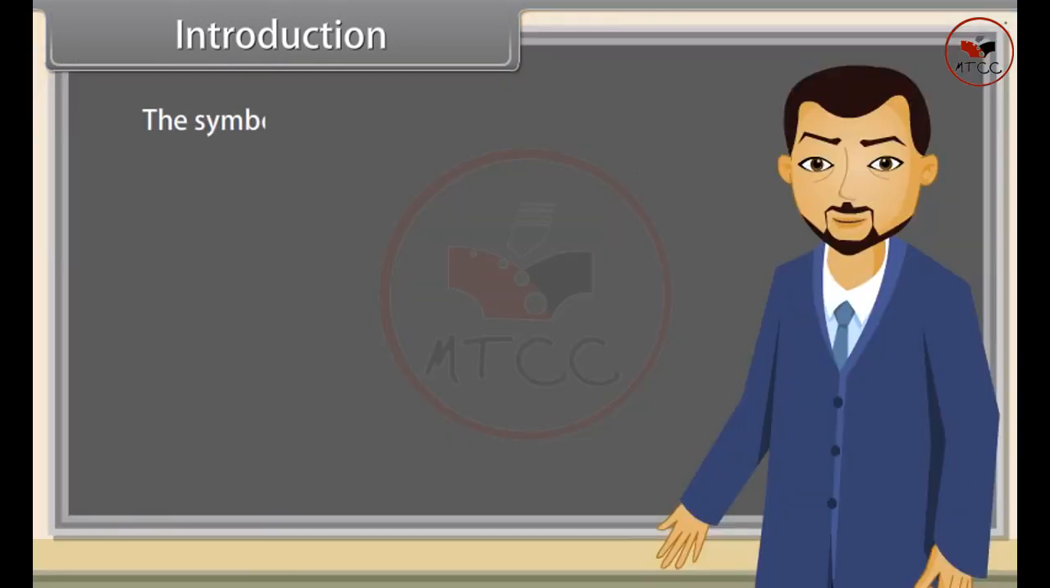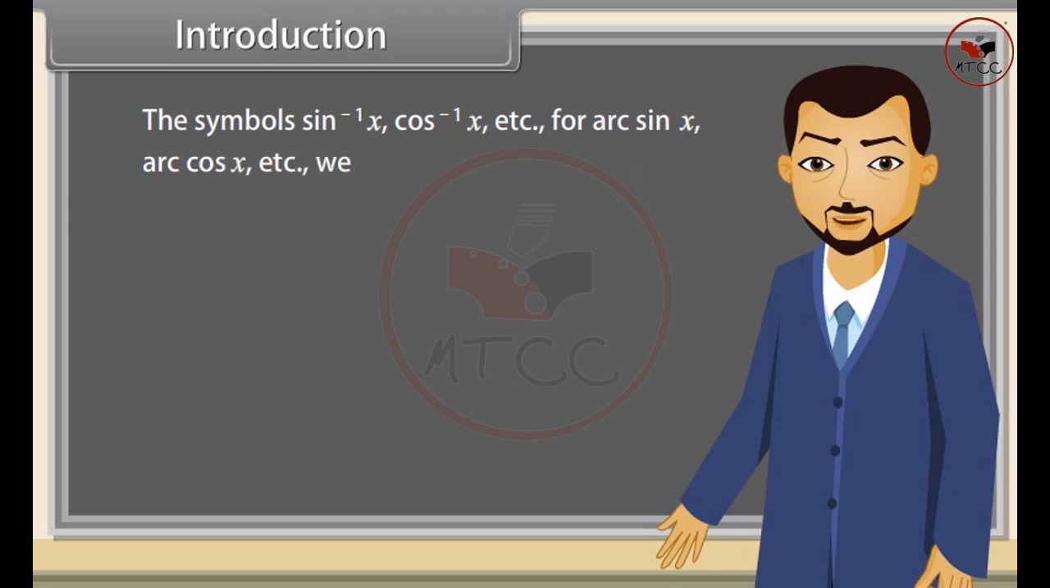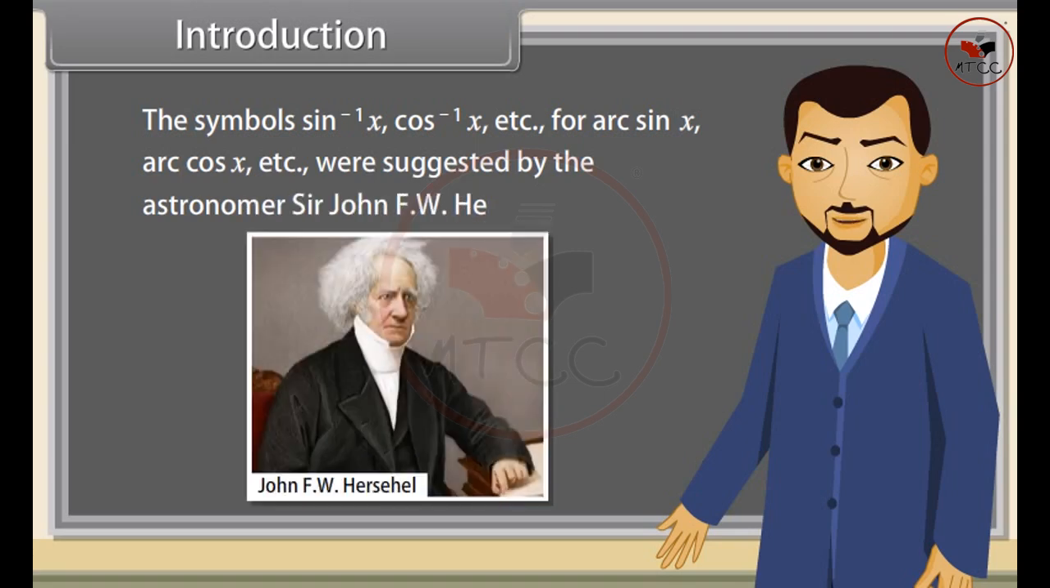The symbols sin inverse x, cos inverse x, etc., for arc sin x, arc cos x, etc., were suggested by the astronomer Sir John F. W. Herschel, 1813. Now, come, let's learn about inverse trigonometric functions.